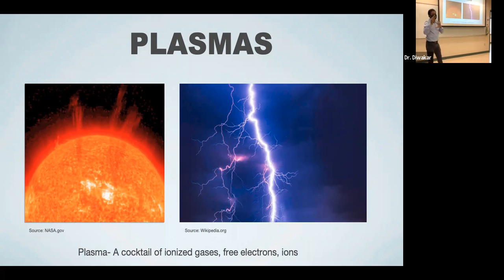And if you want to define what exactly is plasma, it's basically a cocktail of ionized gases, ions and free electrons. People define plasma in different ways. People say the 4th state of matter, and sometimes people also confuse it with gas. But it's not gas. The main key difference between plasma and gas is the presence of ions. Free electrons and ions, whenever they are present, it's a cocktail of that. The presence of free electrons and ions is defined as a plasma.